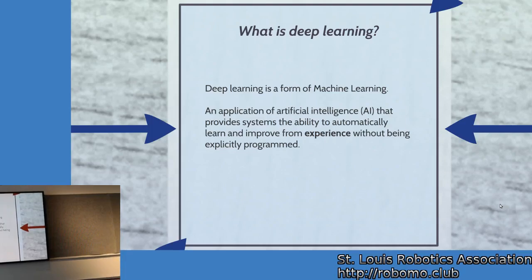So just a quick definition. Deep learning is a form of machine learning. It's basically a way, instead of hard coding rules into a computer system, to show a computer examples of outcomes and then have it tweak and figure out, to have it discover the algorithm for itself.